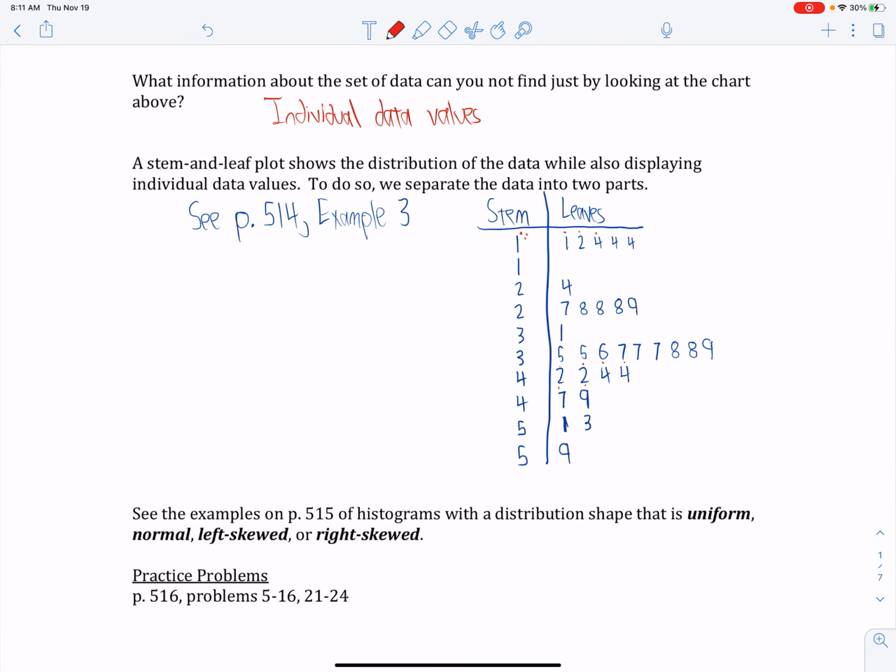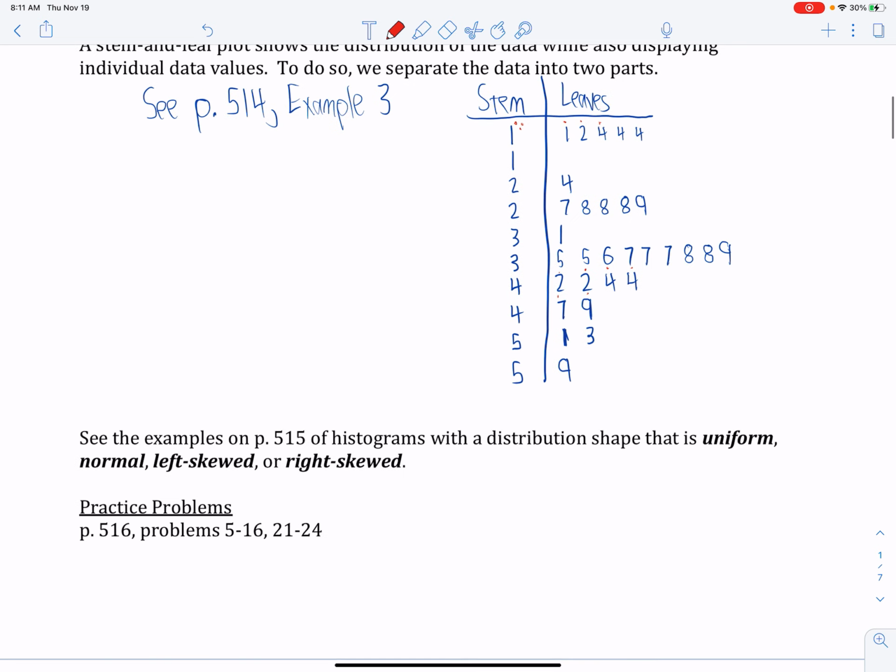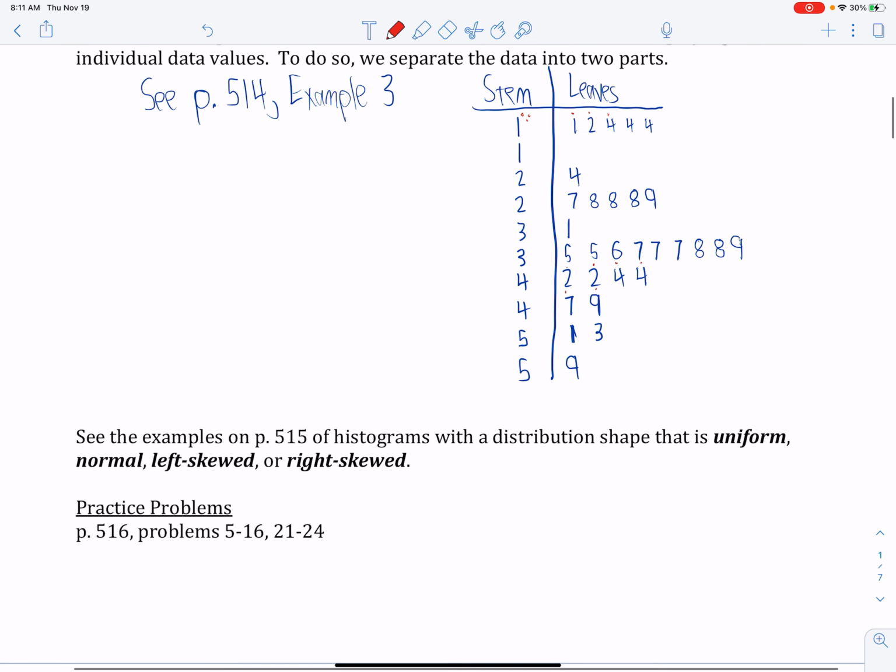Now, another thing that's very important with regards to these pictures that show us shapes of data is to understand what we mean by the shape of a distribution. And we've got 4 shapes we're going to talk about. First is what we call a uniform distribution. And there's an example in the book at the bottom of page 515. They have 4 different graphs that just show you examples of some of these shapes. Shape A is a uniform distribution.